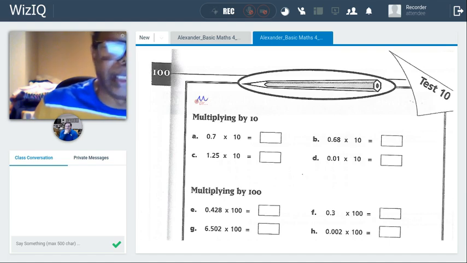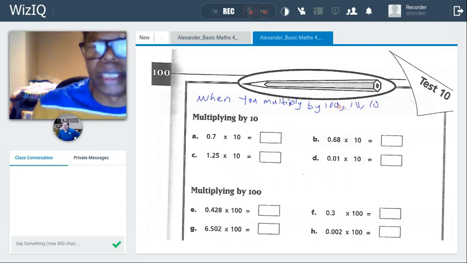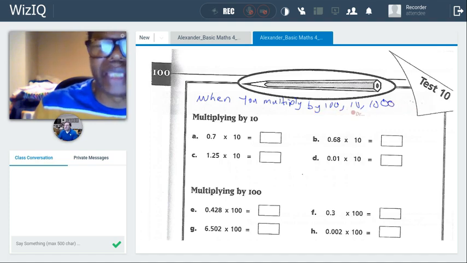So when you multiply by 10, 100, 1000, as long as they are whole numbers, as long as it's 10, 100, 1000, you move the decimal point to the right. That's what you need to copy, whatever you want to write there.